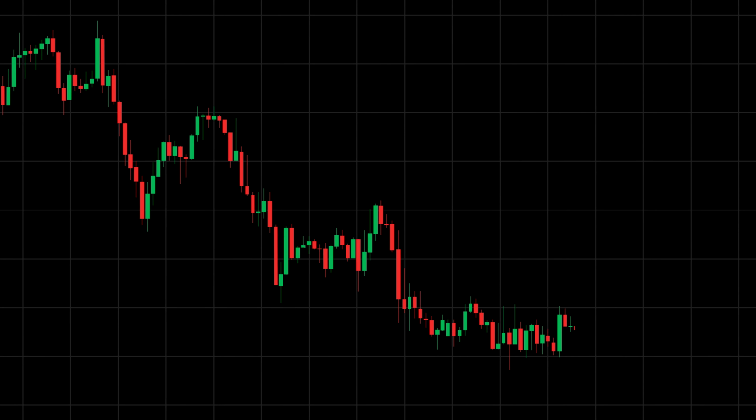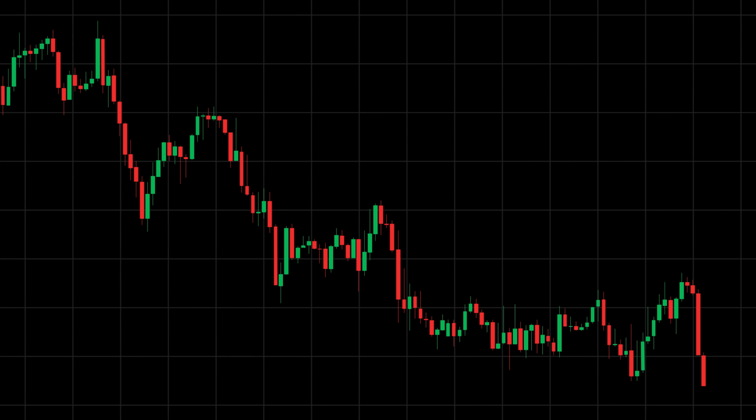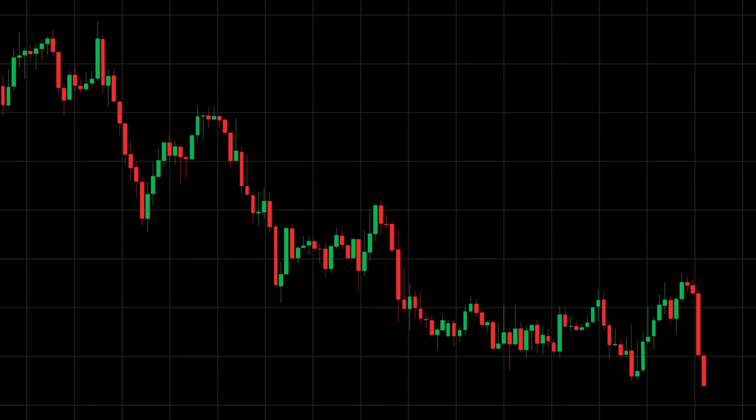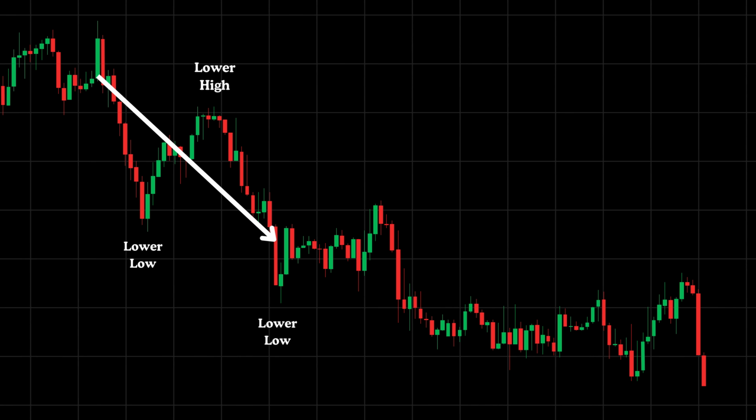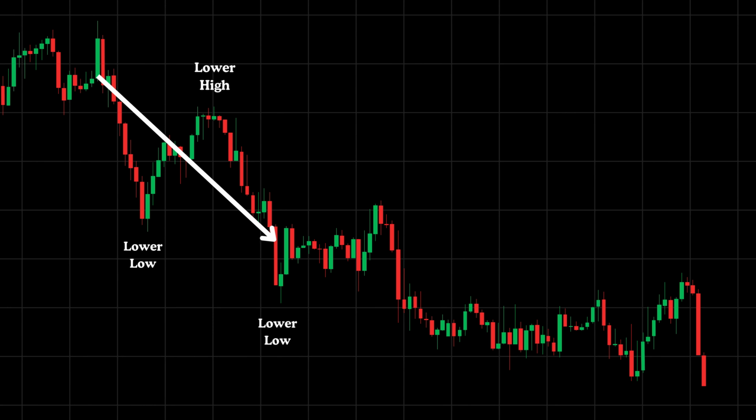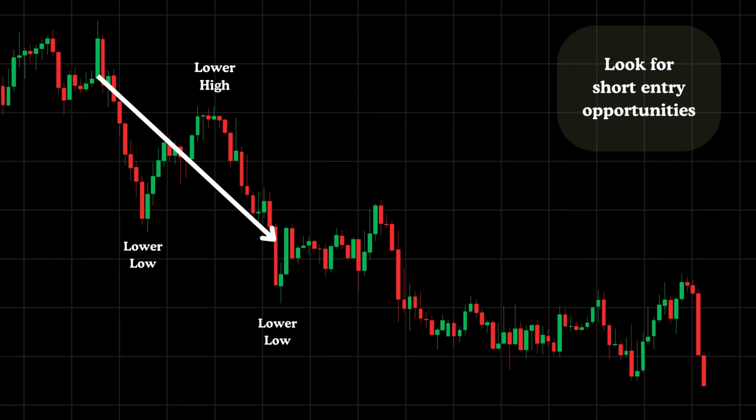Now, let's take a look at another example, this time in a bearish scenario. Here, we clearly have a downtrend, with a series of lower lows and lower highs. So, we hold a bearish overall bias and will be looking for short entry opportunities.